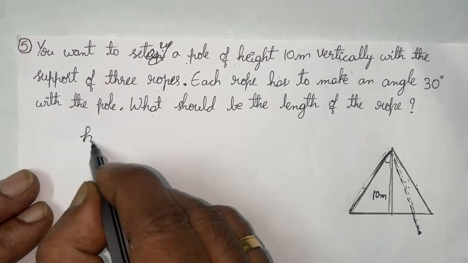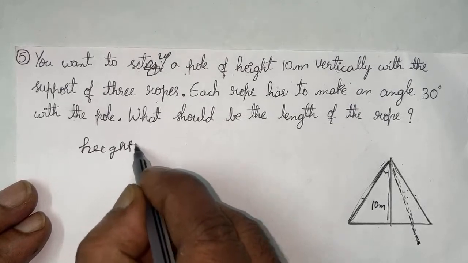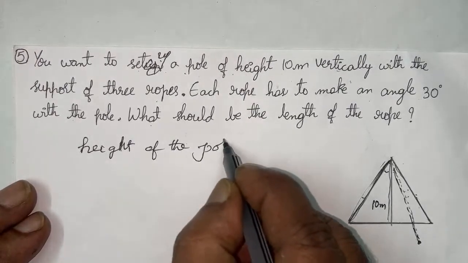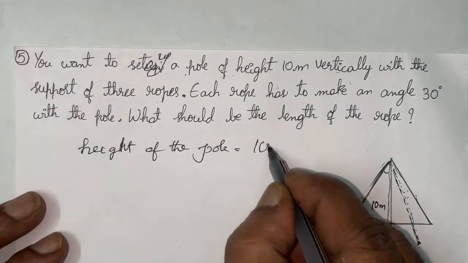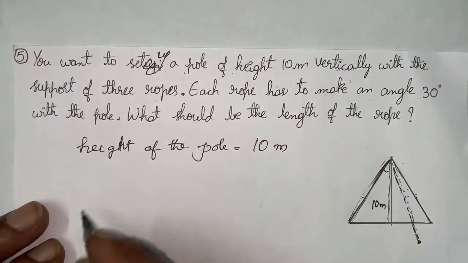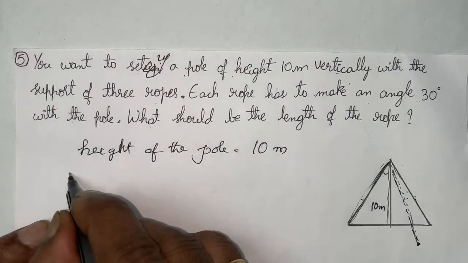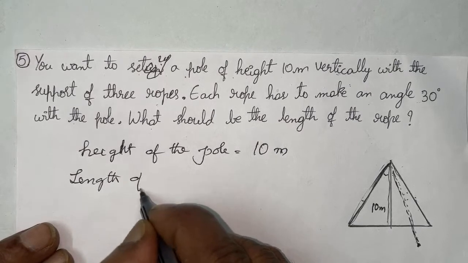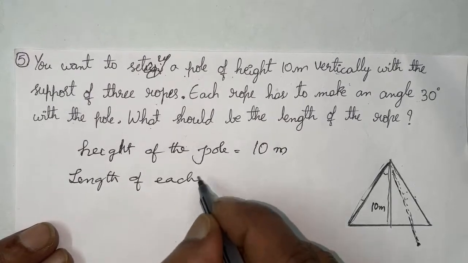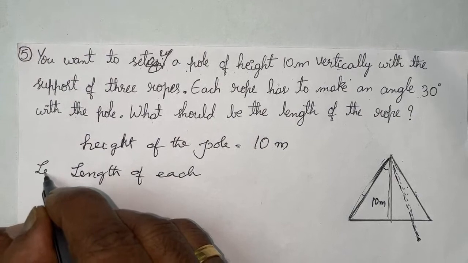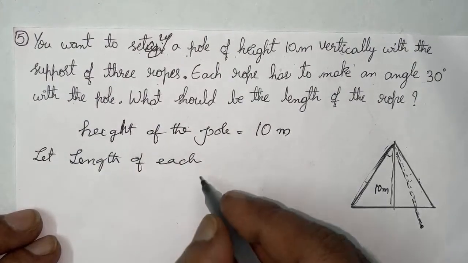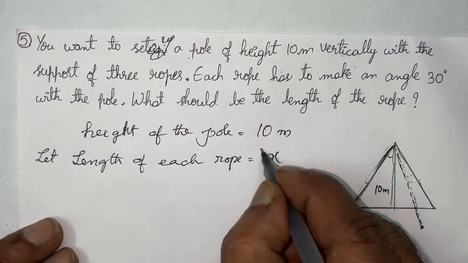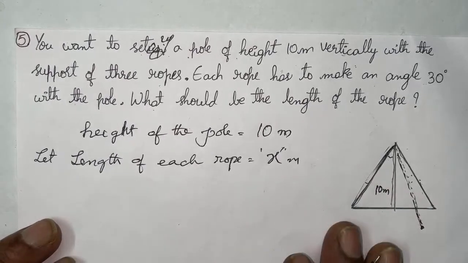Let the height of the pole be equal to 10 meters. Next, the length of each rope: let the length of each rope be equal to x meters. We don't know what the length actually is.